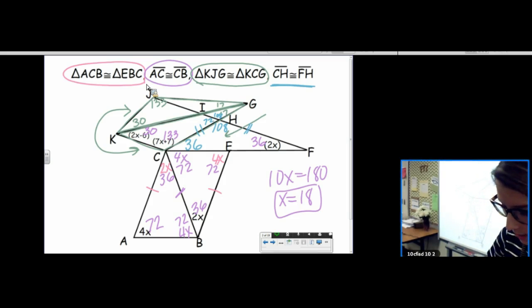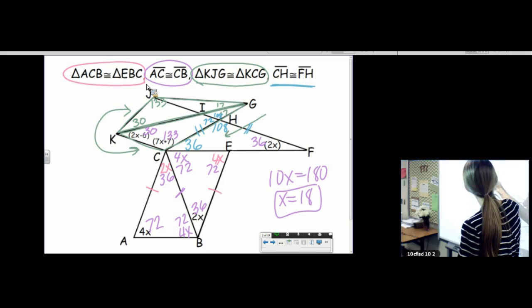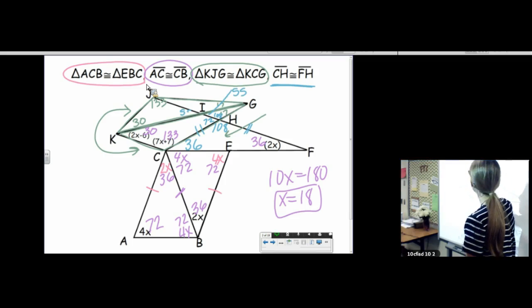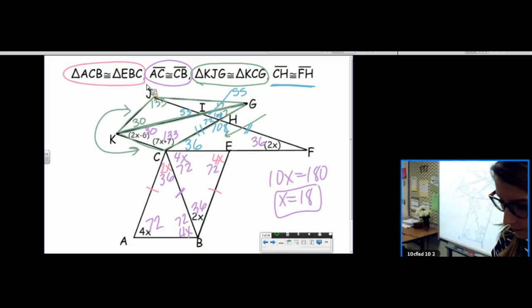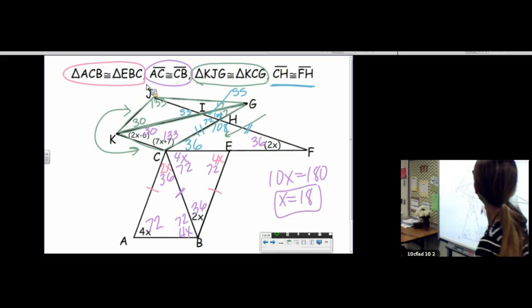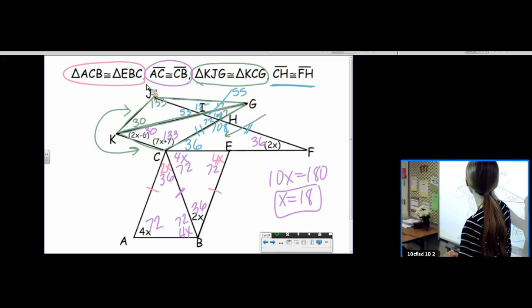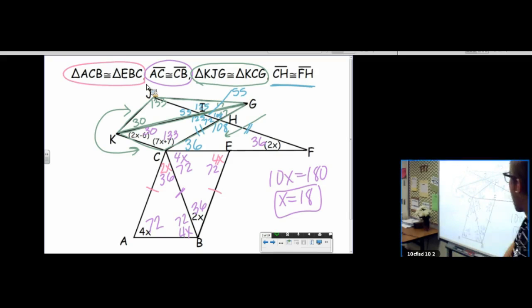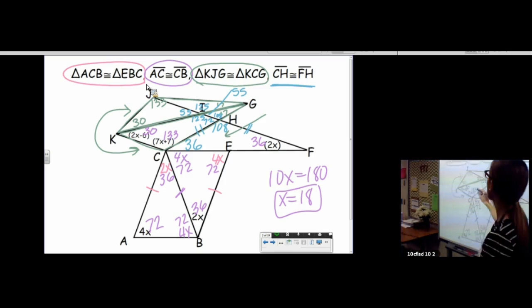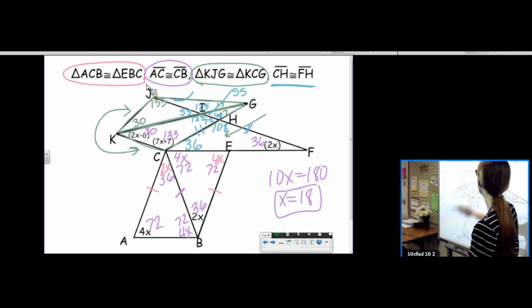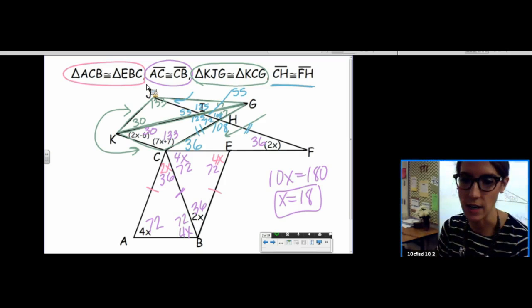Let's see, 108 plus 17, subtract it from 180. This one right here would be 55. Vertical angles would make that 55. And then we could do 125, 125. We have now found every possible missing angle in the figure. Maybe they would ask for this one right here. You could find that one right there if you needed to.